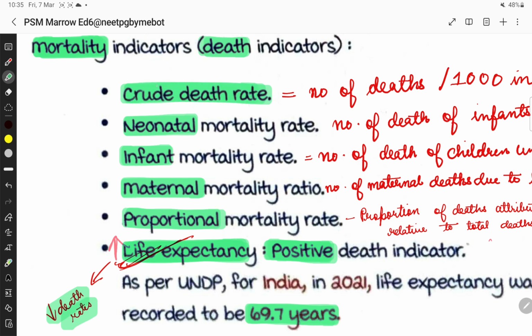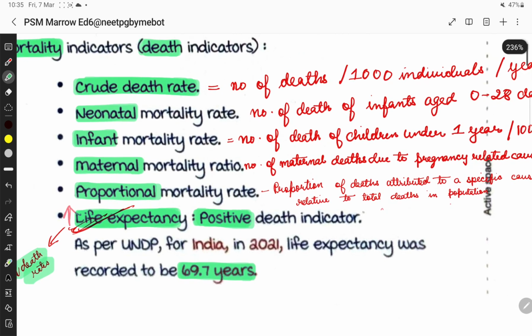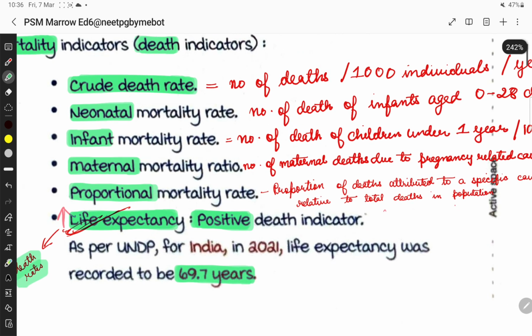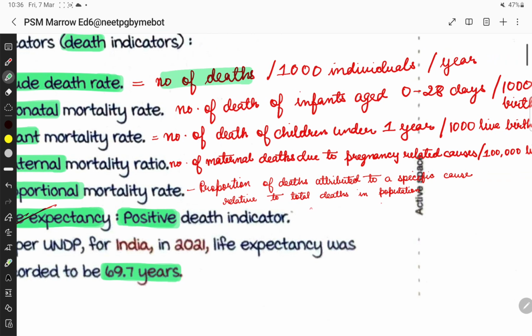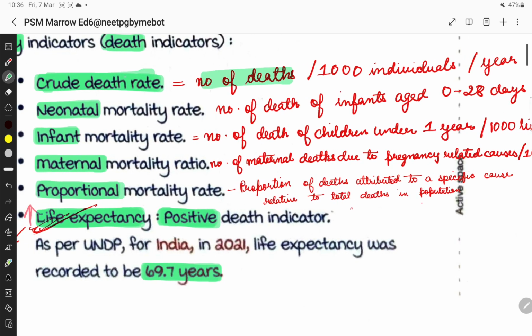So what is crude death rate? Crude death rate is simple. It is the number of deaths per 1,000 individuals per year.